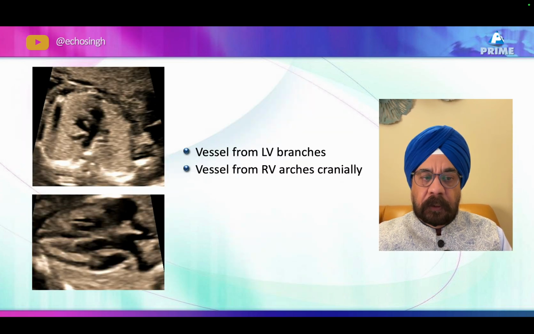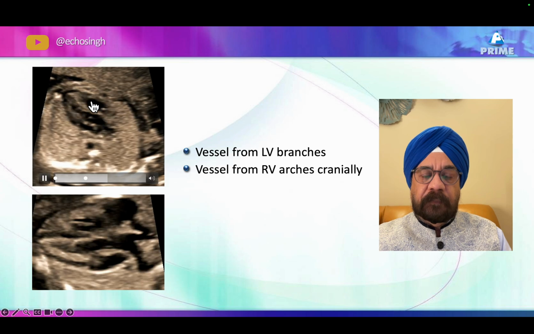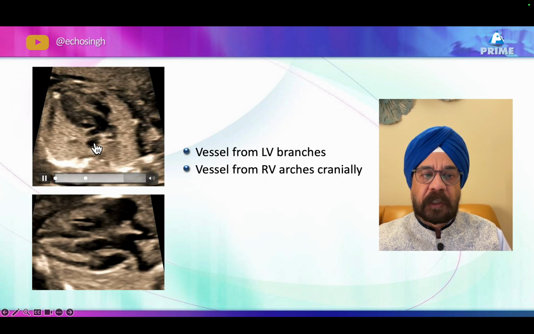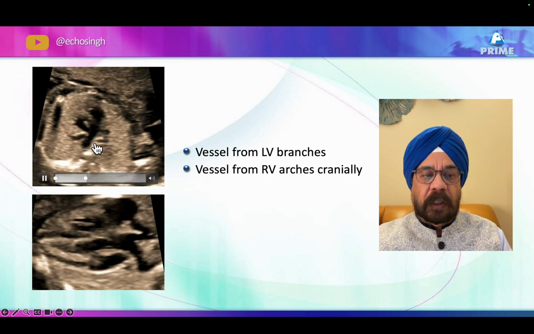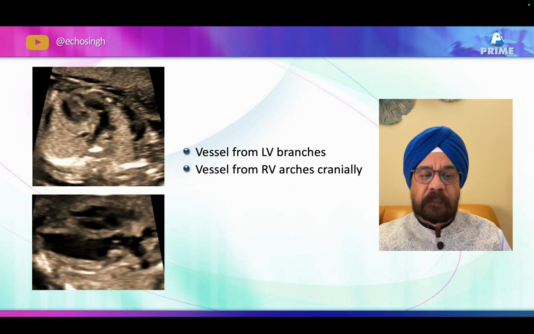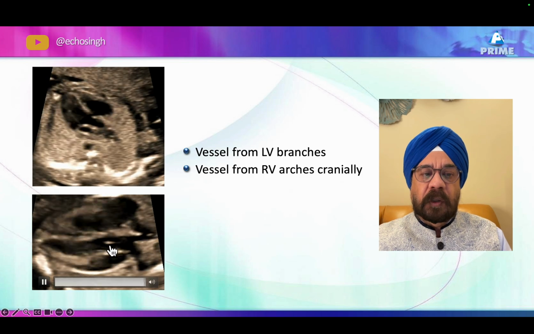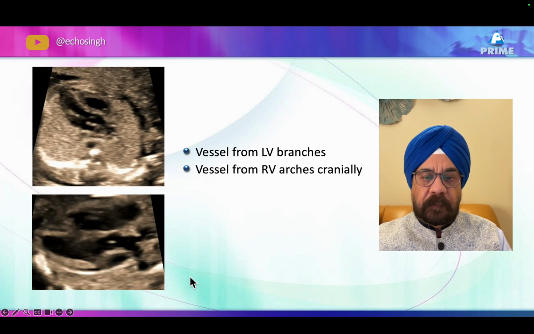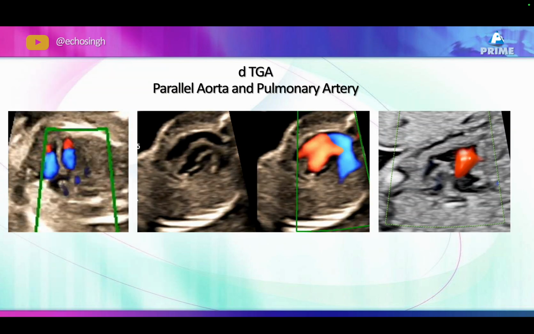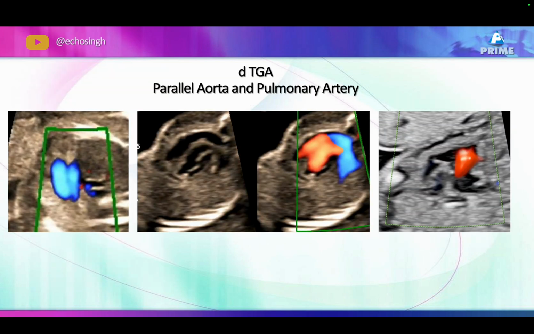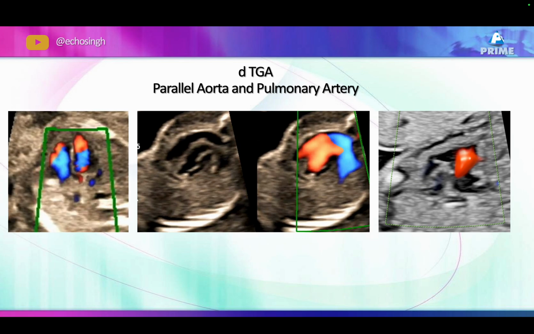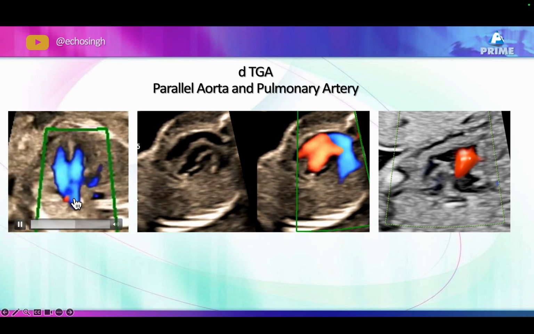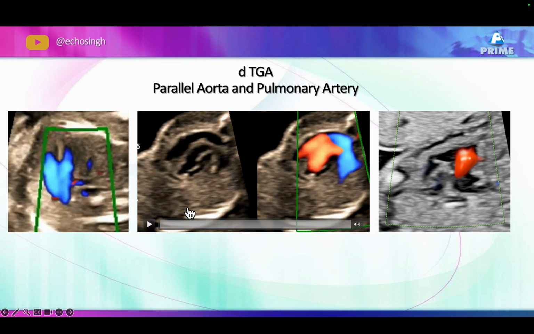Now, we understand that the vessel coming from the right ventricle is large and it arches anteriorly, superiorly. This is the aorta. And the branch which comes from the left ventricle is smaller, it branches and goes posteriorly. So that's the pulmonary artery. Another parameter is parallel vessels. As the outflows do not cross, the vessels go parallel with each other. That's the pulmonary artery, that's the aorta.